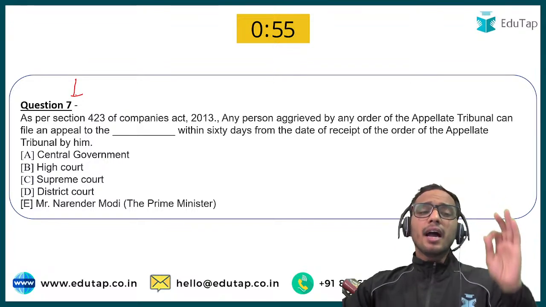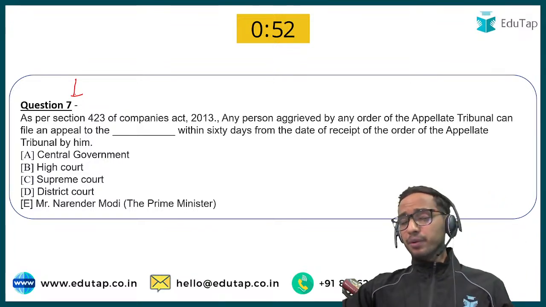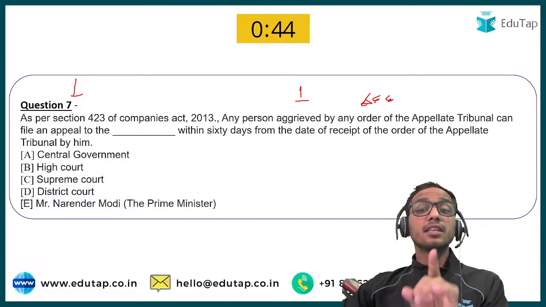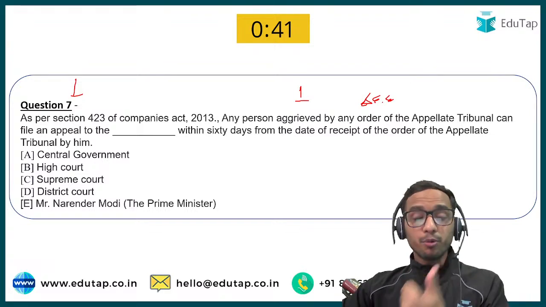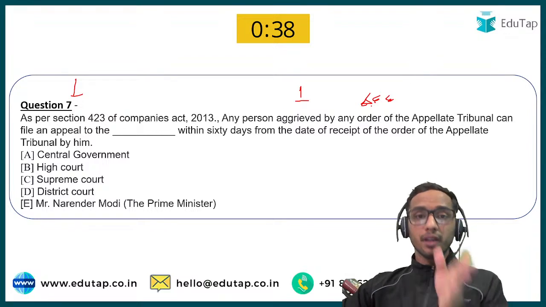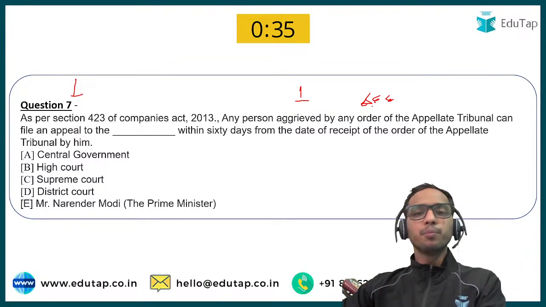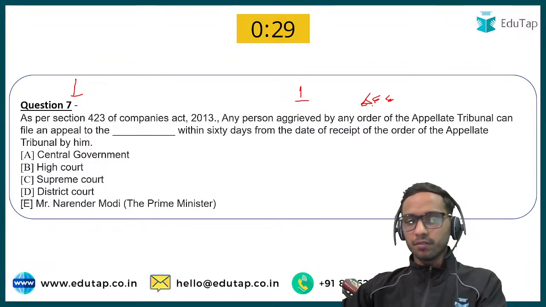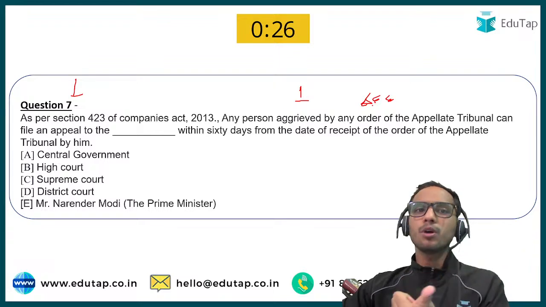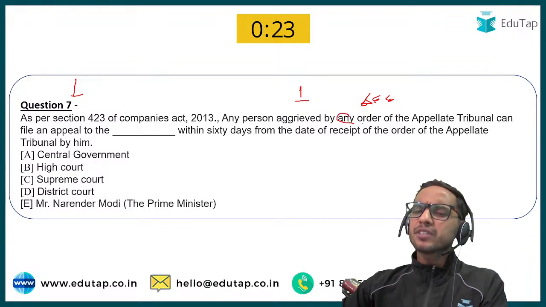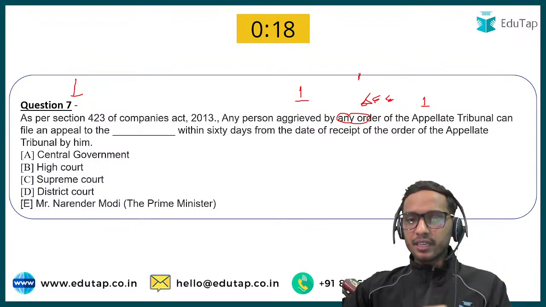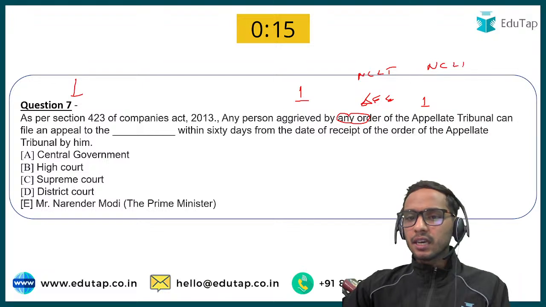Question number 7. Look at the question very carefully. It says, as per section 423 of the Companies Act 2013, any person aggrieved by... important, very important, why I am saying this is important, again the case of appellate tribunal, right? This is the important section. After 420 sections, this becomes important from the examination point of view. 1 or 2 questions you might be seeing definitely in the examination from this chapter itself, right? From the National Company Law Tribunal and National Company Law Appellate Tribunal. So it says, if any person is aggrieved by any order of the Appellate Tribunal, not by the tribunal. See, one is NCLT, another one is NCLAT, that is Appellate Tribunal.